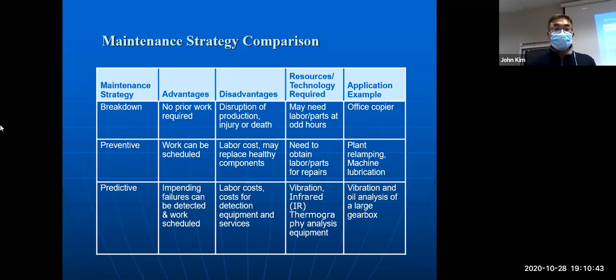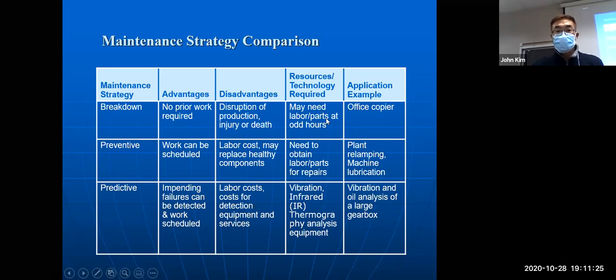So for breakdown, no prior work is required. When it has a problem, then fix it. But preventive and predictive need prior work. Disadvantages of breakdown: when it breaks down, you wait, and so on. Disadvantage of the other two: they need cost, labor cost, equipment cost, and so on. Time too. And then resources.